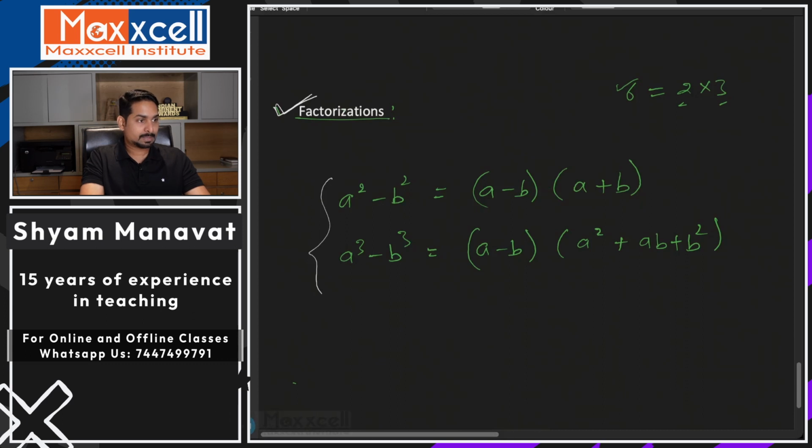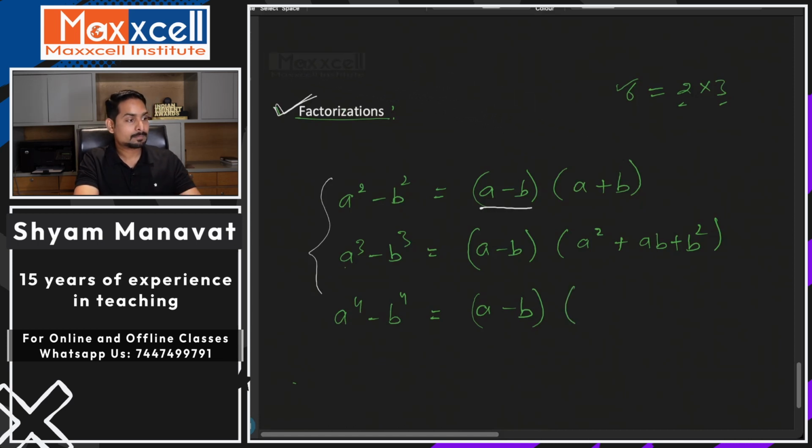Okay. Generalize. Do you see the first bracket, or first factor, is always a minus b in case of a to the power something and b to the power something. The power should be same. If I say a to the power 4 minus b to the power 4, here again I should have a minus b as one of the factors. And the second factor is what? Now pay attention here.